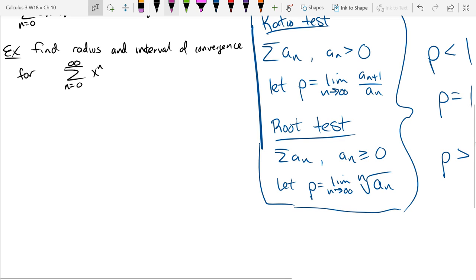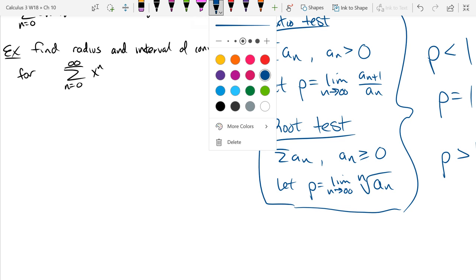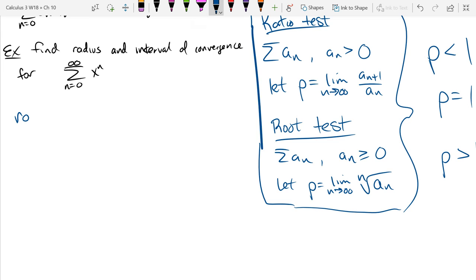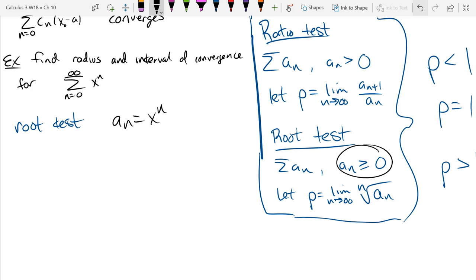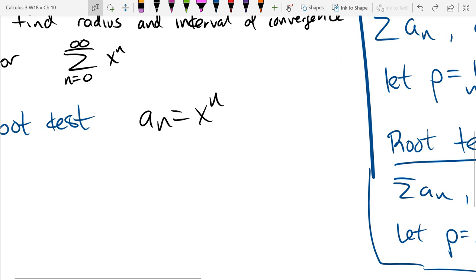All right, so let's go root test. What's wrong with applying the root test? What part of the hypothesis are we breaking? What properties does a n have to have for the root test? Greater or equal to 0. Well, so far x could be negative, and n is going to be odd half the time. It's going to go even, odd, even, odd, so there's plenty of negative values in there.